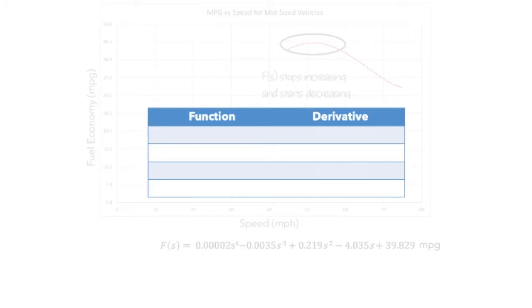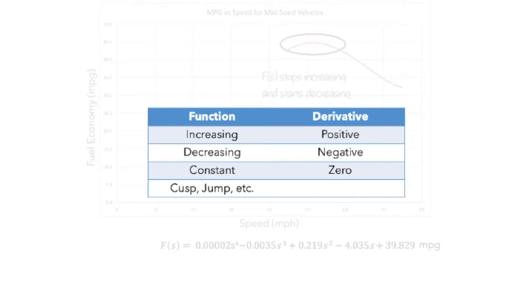You probably remember that when a function is increasing for particular x values, its derivative has positive y values. When a function is decreasing for particular x values, its derivative has negative y values. When a function is constant for particular x values, its derivative has 0 y values. And if a function has a cusp or a jump or something strange happening for a particular x value, then the derivative is not defined. So keeping this in mind, let's return to the graph of fuel economy versus speed.